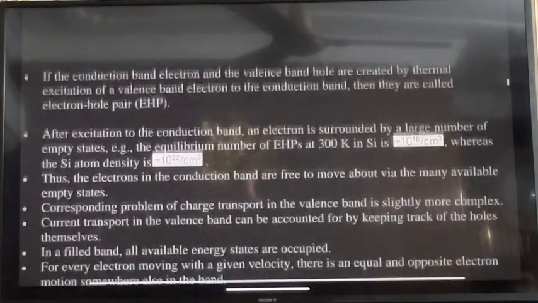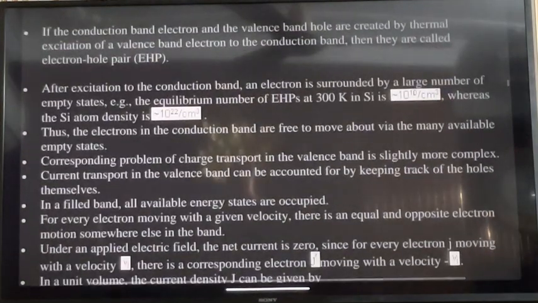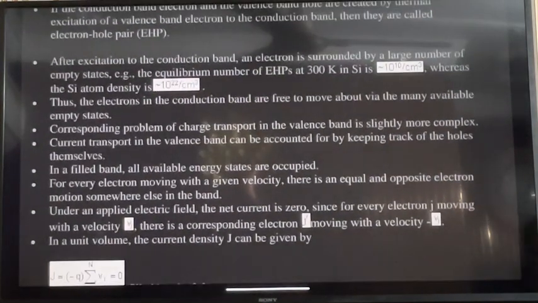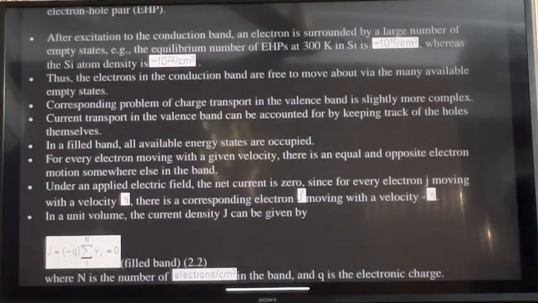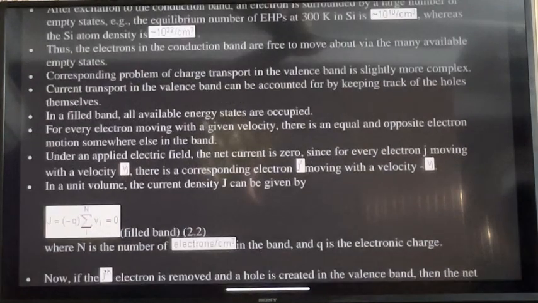which can constitute current. Now, how do they constitute current? Initially, if we just consider the electrons, then under an applied electric field, the net current is zero, since for every electron moving with the velocity Vj, there will be a corresponding electron which is moving in the opposite direction with the same velocity.